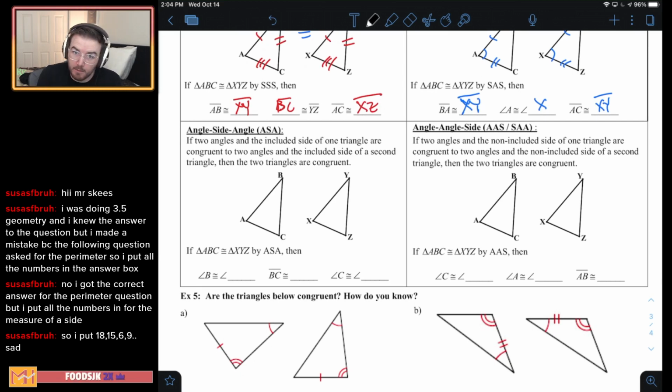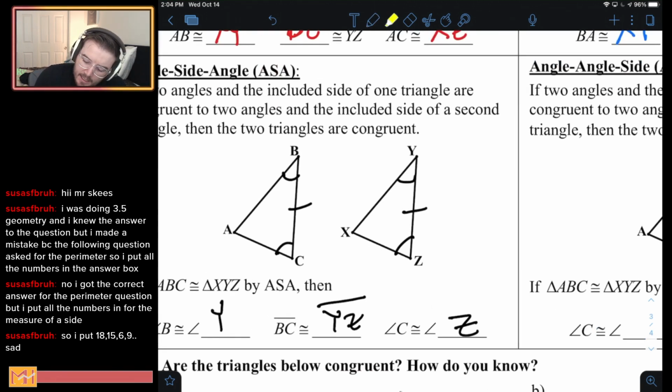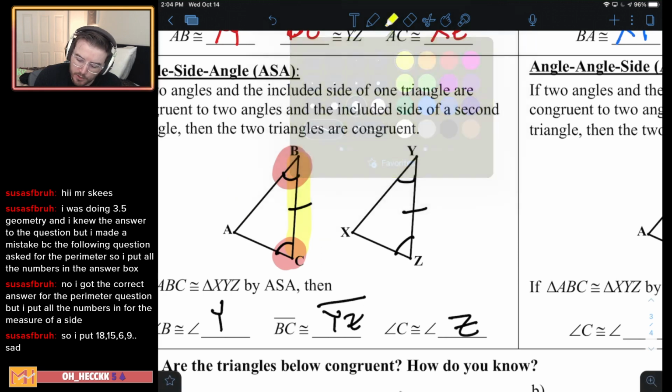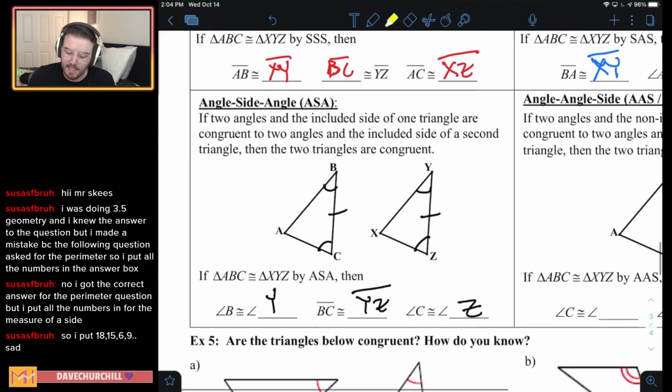Or we get kind of similar, angle, side, angle. The side is between the angles. You see that? How the side is in between the two angles. Here's angle 1, here's angle 2. And the side is in between those two angles. Okay? So we say that's angle, side, angle.